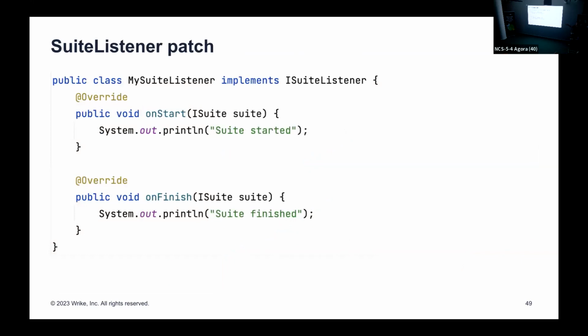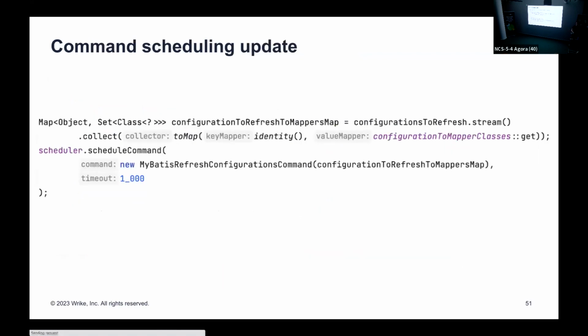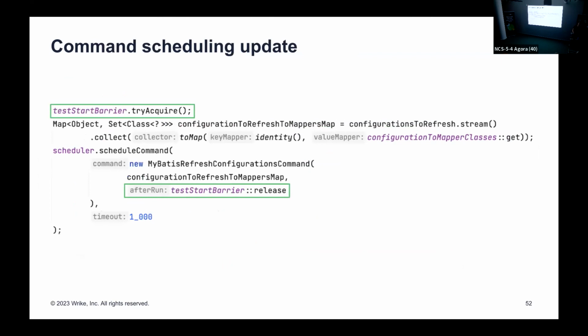So here's the suite listener. We basically want it to look like this. Again, we are using the HotSwapAgent API to get the instance of the plugin and call the methods on it, to acquire the lock and to release the lock. Plus, we want to update this code where we schedule the command, and we want it to look like this. Basically, again, we try to acquire the lock, as I said, right before the command is scheduled, and try to release it right after the command is completed. And we do it by passing a lambda to this command, which will be executed after the command is completed.